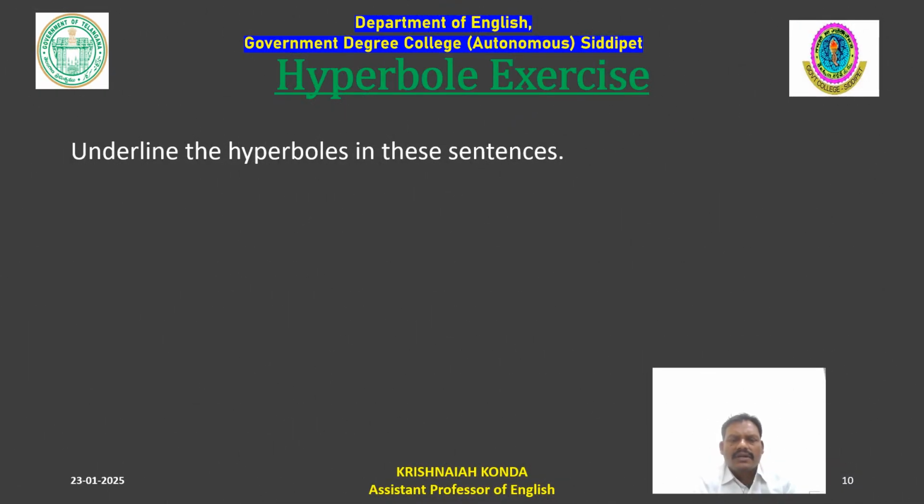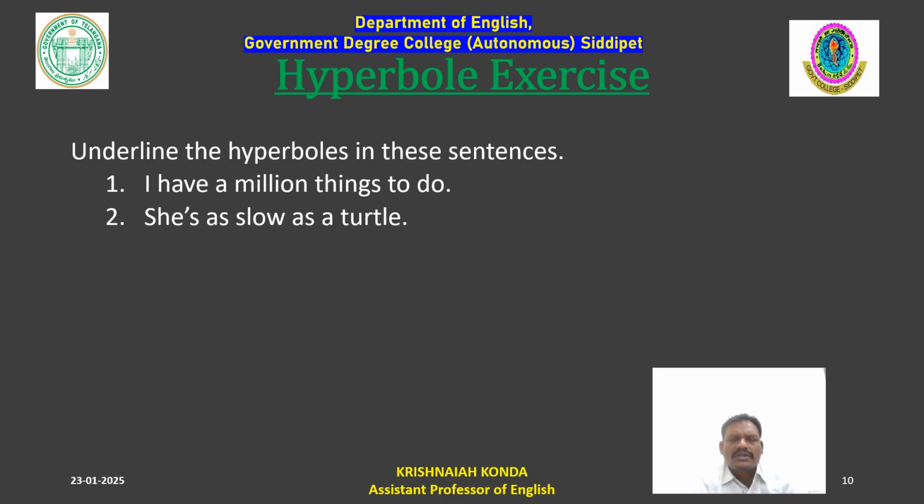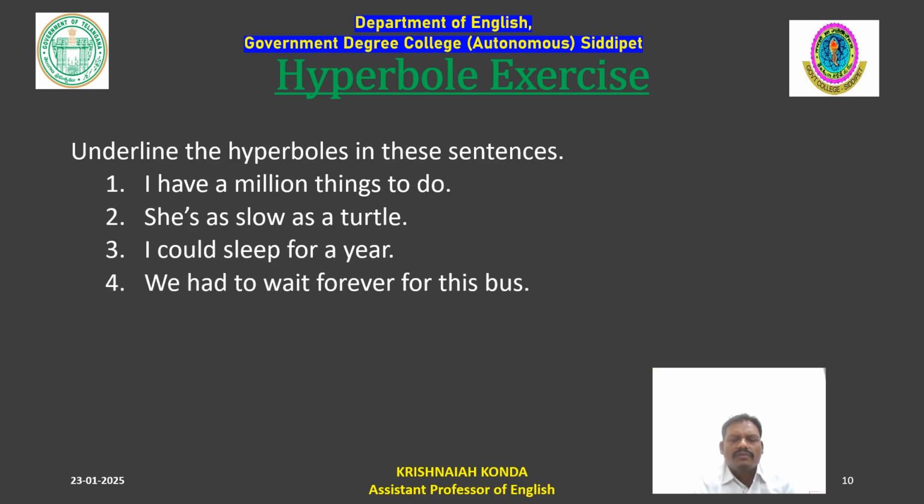Now, let's try an exercise. Underline the hyperboles in these sentences. First sentence is, I have a million things to do. Second one is, she is as slow as a turtle. Third one is, I could sleep for a year. Fourth one is, we had to wait forever for this bus. And the last one is, this is the worst day of my life. Dear students, please pause the video and try it out. And then check your answers. Good luck.